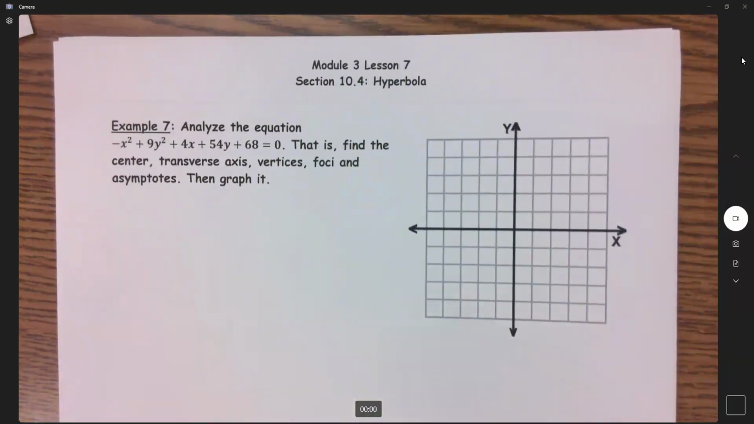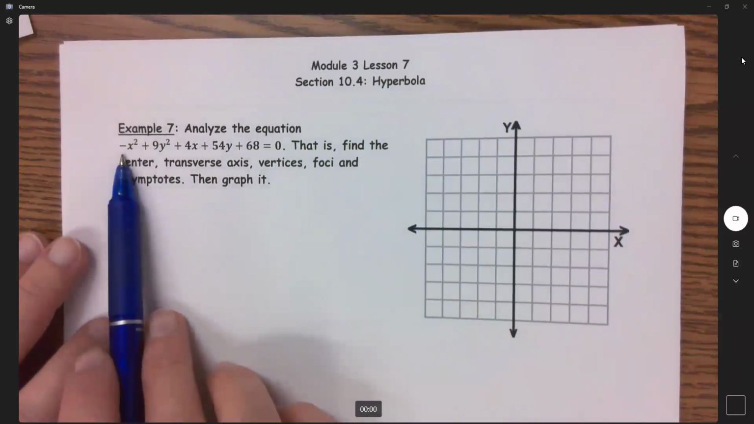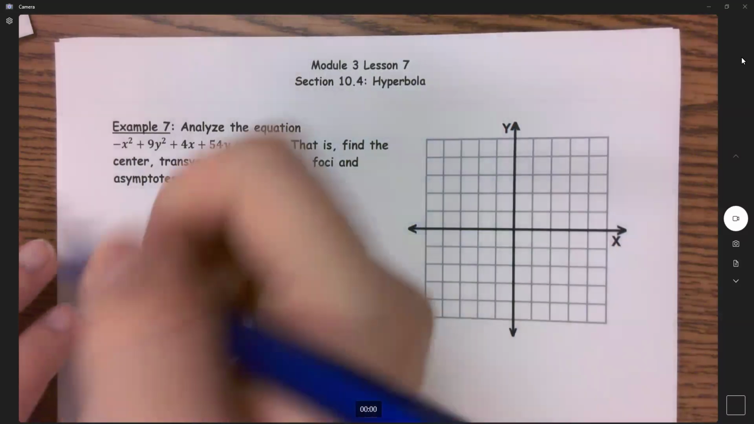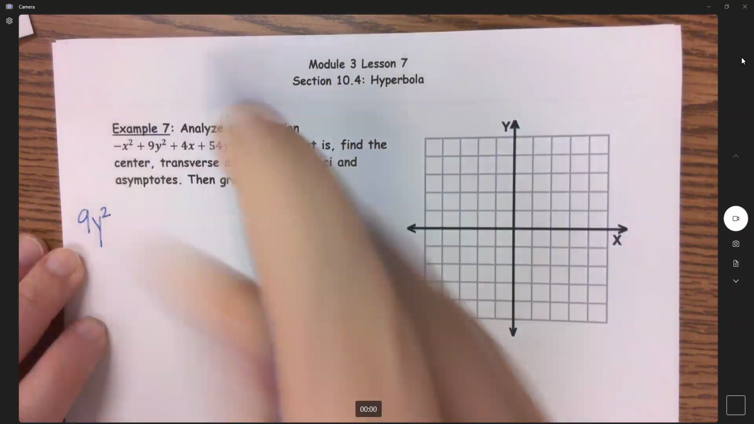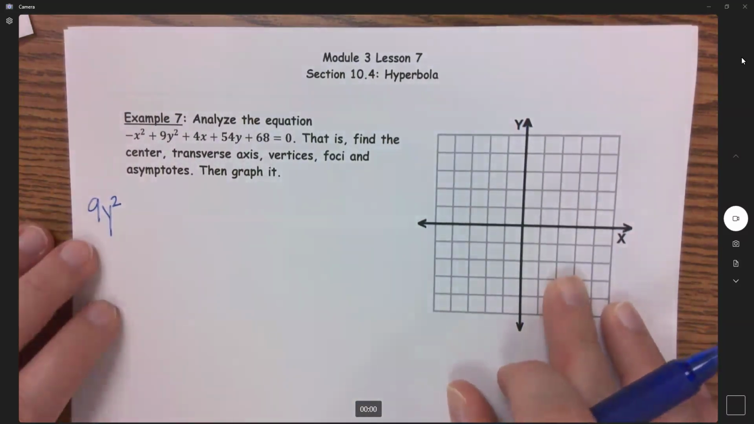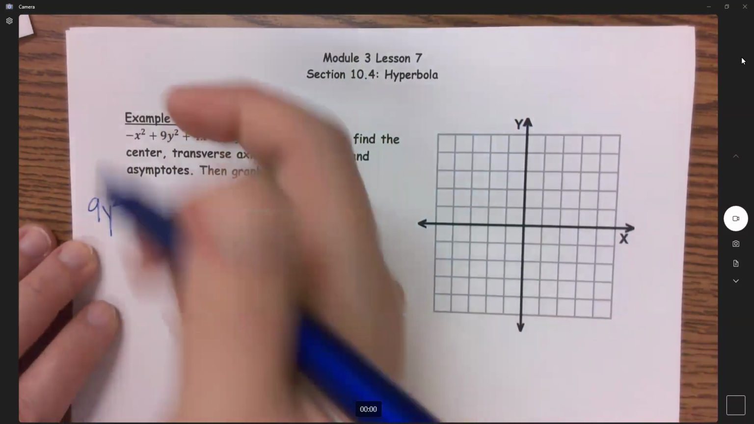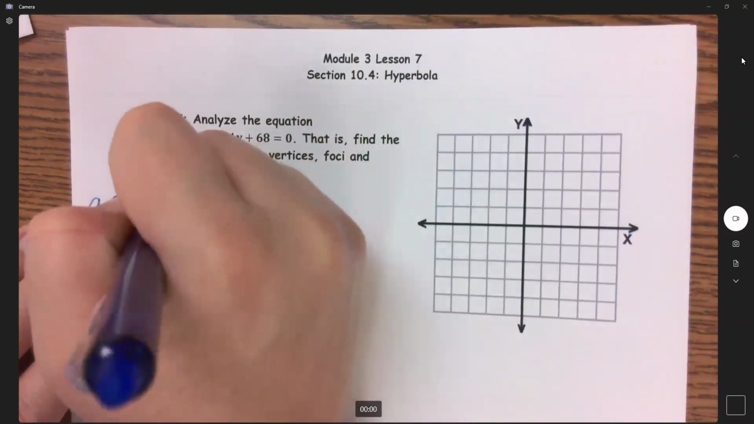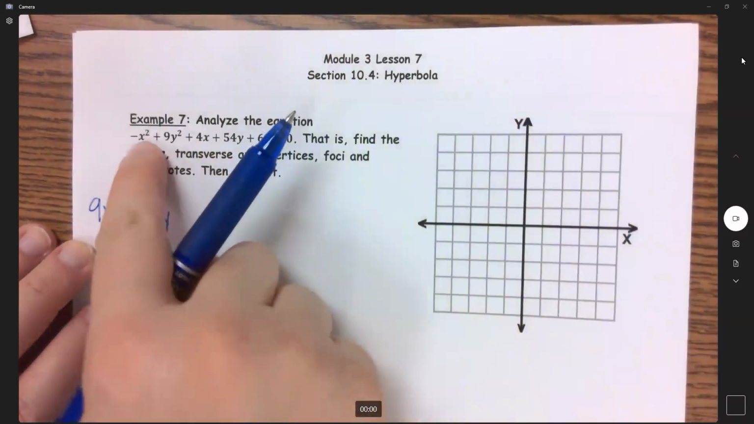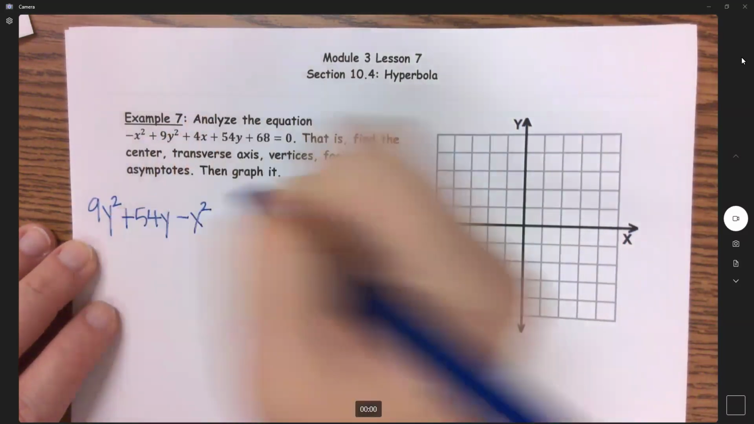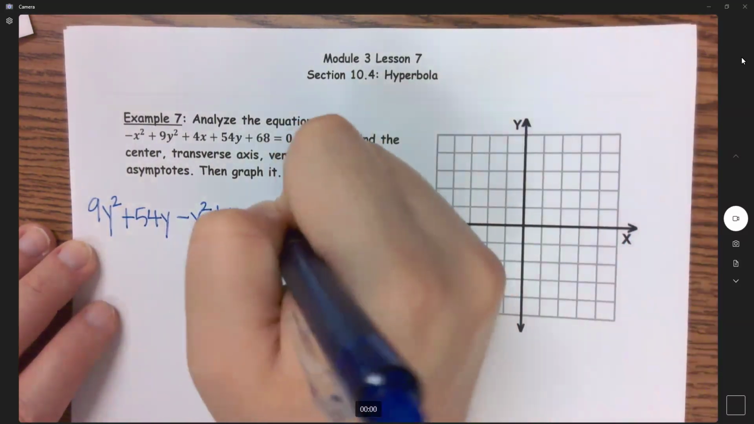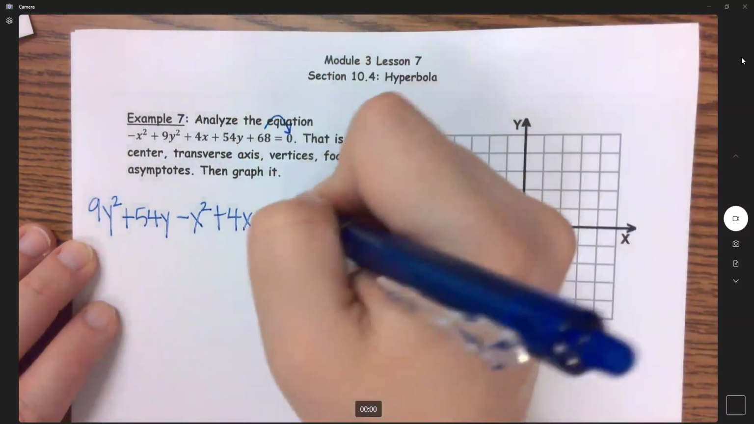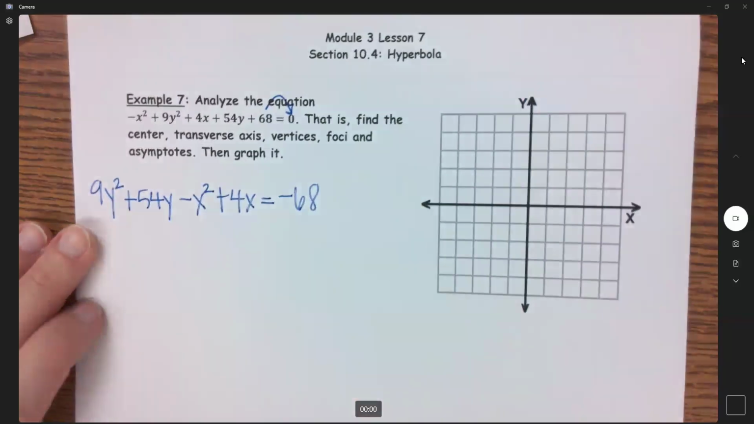So first thing I'm going to do is clump my x's and my y's together. But because my x is negative, I actually want to start with my y. So I'm going to come way over here to make sure I hopefully don't go on my graph paper. I have 9y squared plus 54y minus x squared plus 4x equals, and I'm going to move this 68 over, equals negative 68.